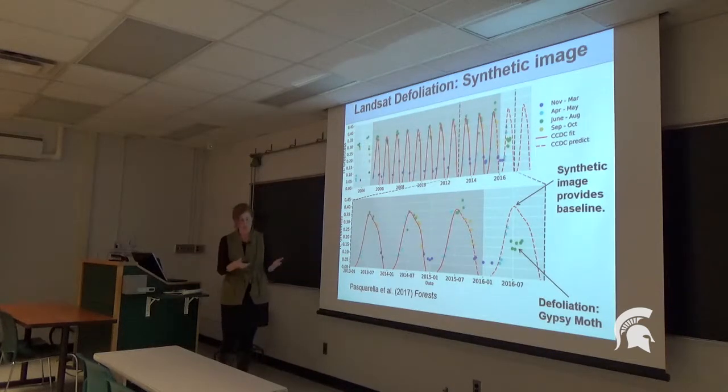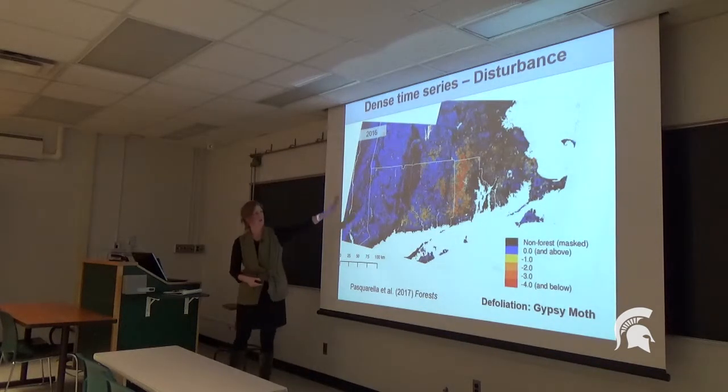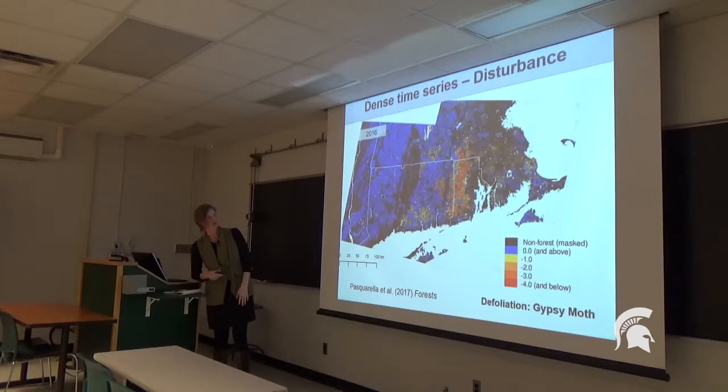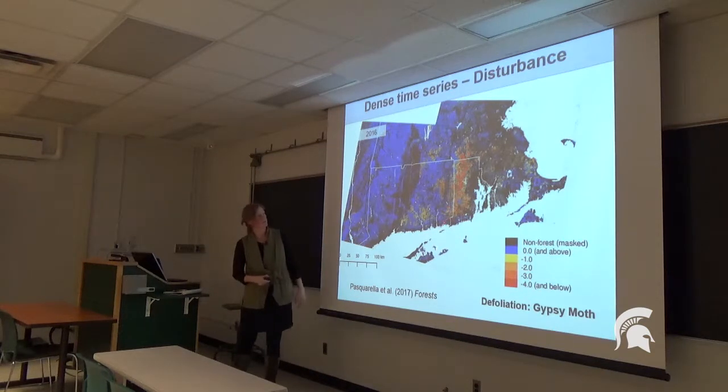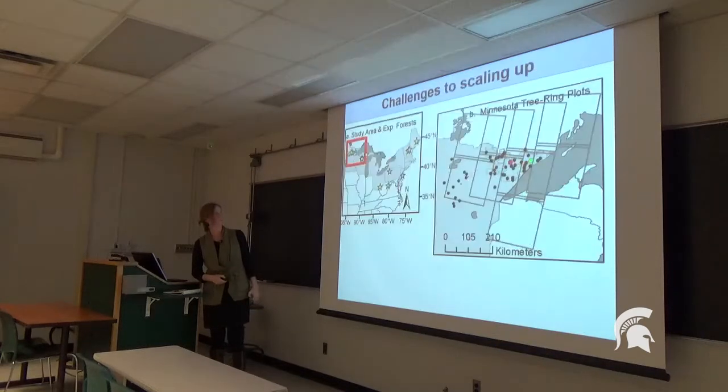This helps deal with a lot of the problems that we were encountering with our approach. This is a nice map that they made. You can see here some Gypsy Moth defoliation. Most of Rhode Island was defoliated. It's the red color. And they used a residual as their metric of defoliation. I think this worked pretty nicely, and it'll be interesting to see what the 2017 maps look like.